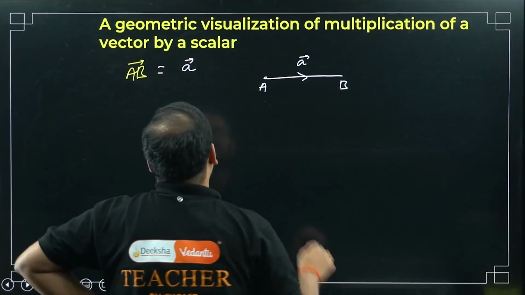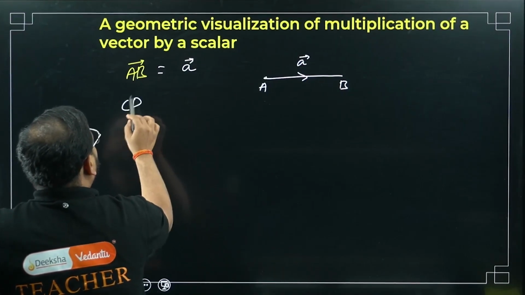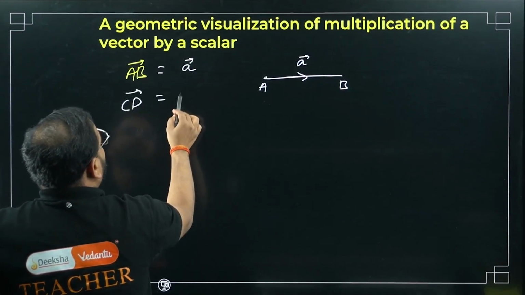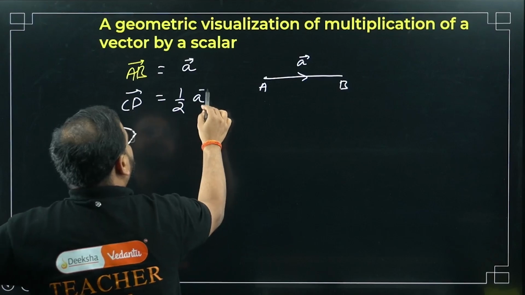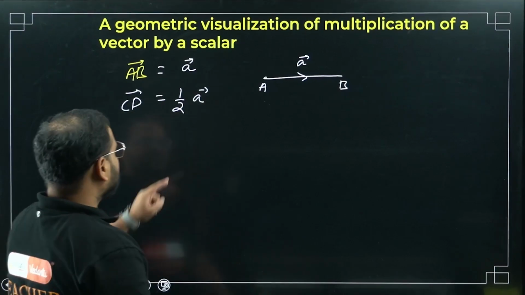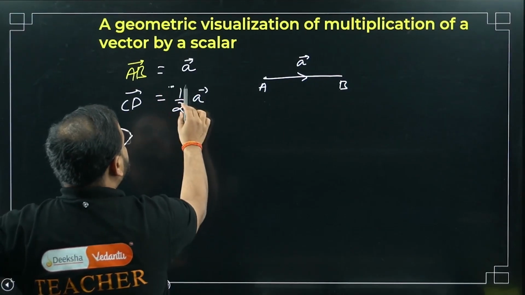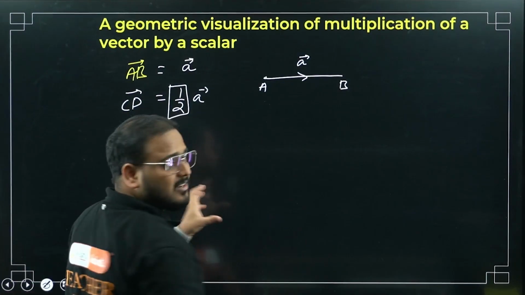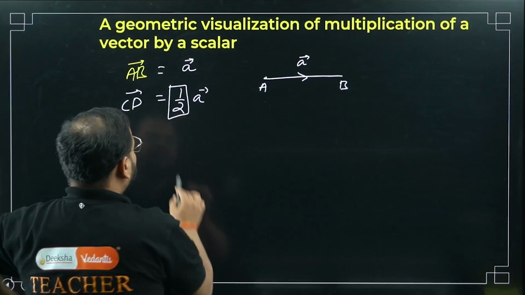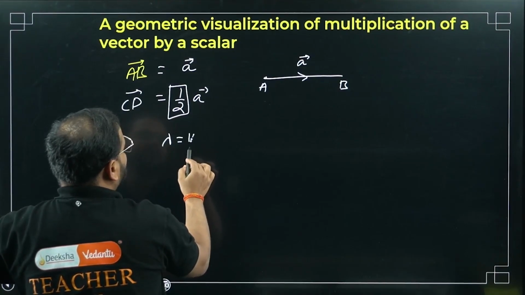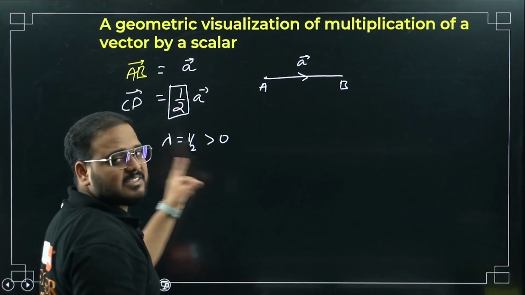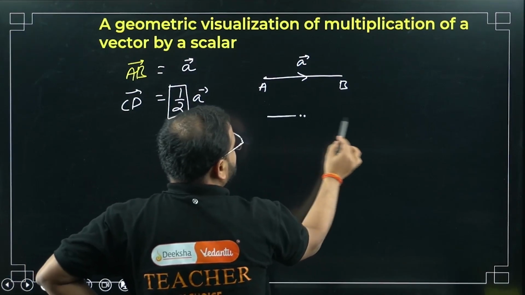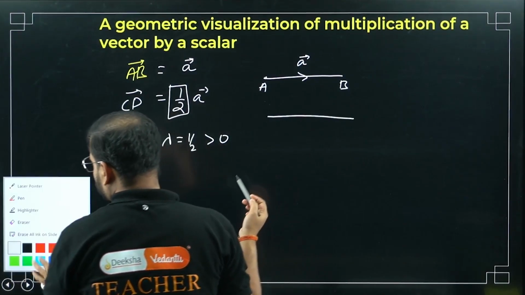So if I'm writing another vector, let's say vector CD, of what value? Of 1 by 2 of A. What does it mean? It means there is a scalar multiplied to the same vector. So will the direction change? No sir. Why? Because if lambda is equal to 1 by 2, which is nothing but positive, the direction sense will remain the same. So I can write this like this, but the length will change, right?